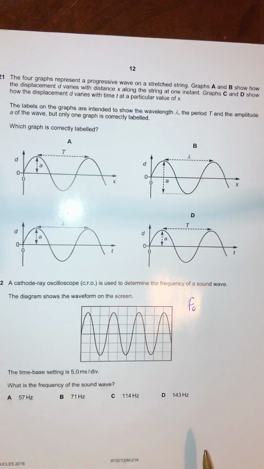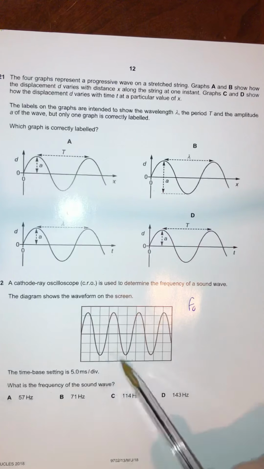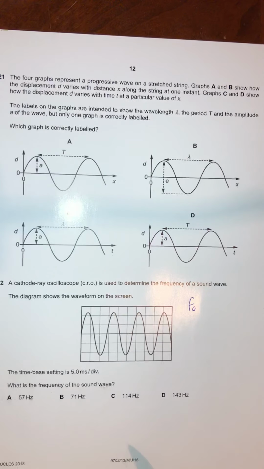Question 22 says a cathode ray oscilloscope is used to determine the frequency of a sound wave. The diagram shows the waveform on the screen. The time-base setting is 5 milliseconds per division. What is the frequency of the sound wave? If you've looked at the slides, you know that one of the learning outcomes is to be able to determine the frequency by looking at information on a cathode ray oscilloscope.